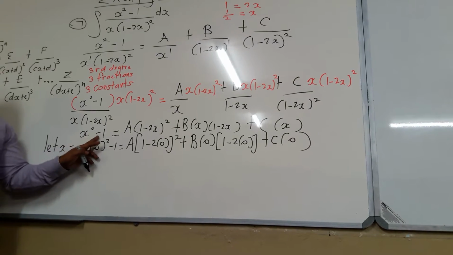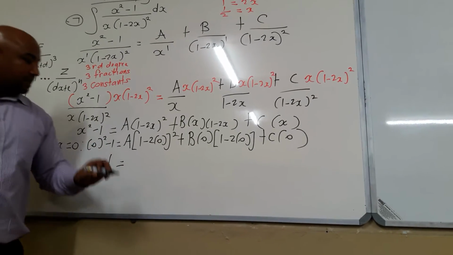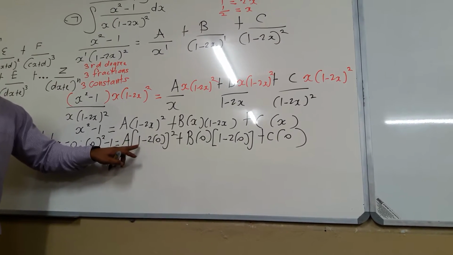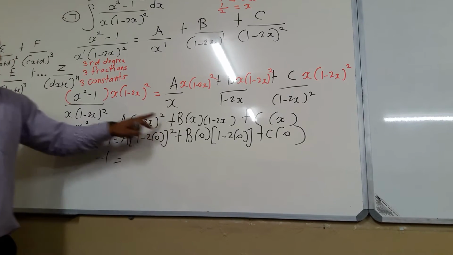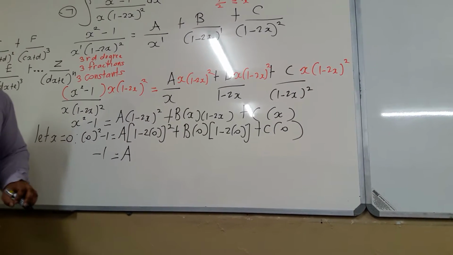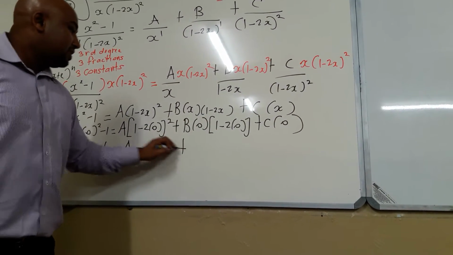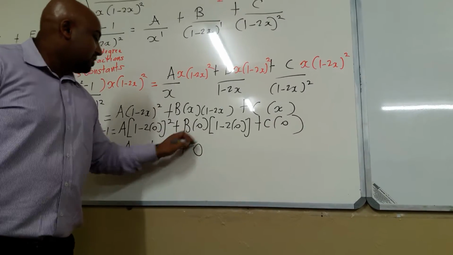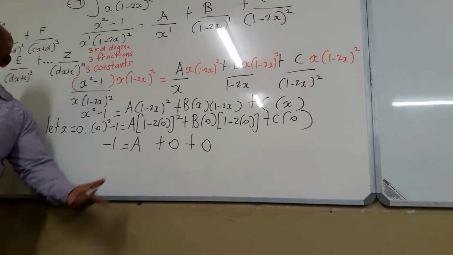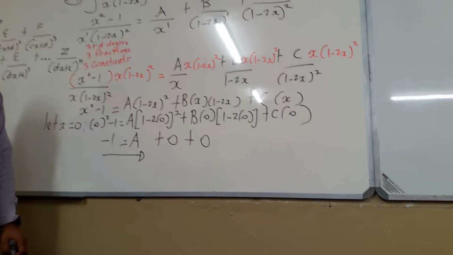So here 0 squared is 0, 0 minus 1 is minus 1. Here minus 2 times 0 is 0, so that's just a 1. 1 squared is 1. 1 times a here will be a. Here 0 times everything will be 0. 0 times anything is 0. So you can see why 0 works nicely here, because it gives you the answer in one step. So a is equal to minus 1.